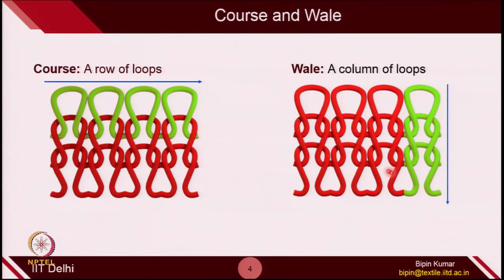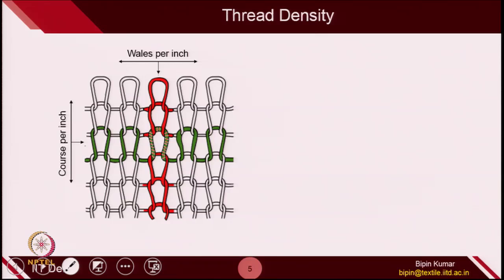So if you see this structure, there are 4 columns, which means there are 4 wales, and we have 3 rows, which is called 3 courses. Thread density is also frequently used to describe a knitted structure. In thread density, we can describe the number of rows present per unit length.